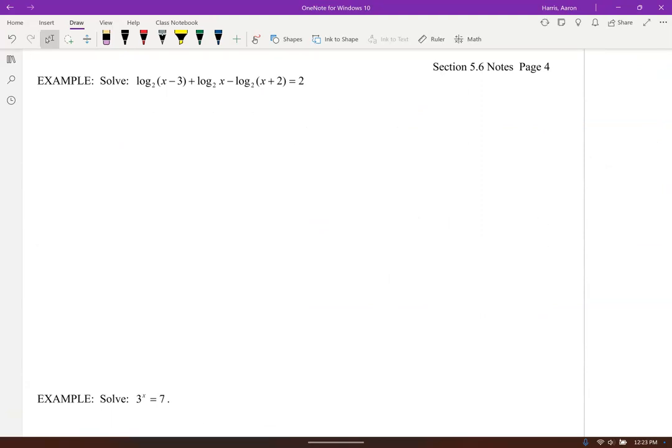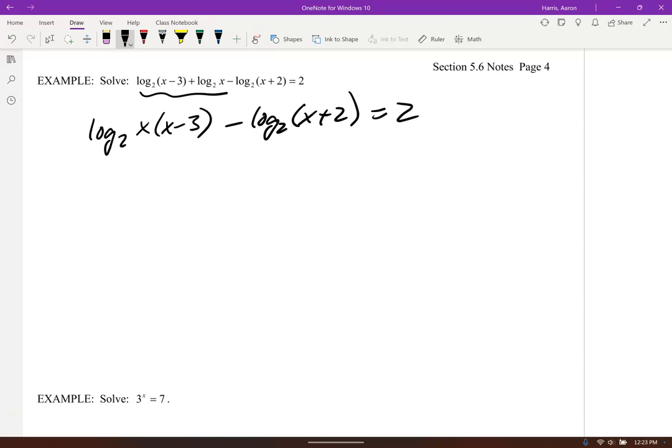All right, here we go on this one. Log base 2 of (x - 3) plus log base 2 of x. So let's go ahead and use the product property. So I have (x - 3) times x. Still have minus log base 2 of (x + 2). Again, I'm condensing these, so I have a minus between them. So use the quotient property. I have (x - 3) times x, all divided by (x + 2).